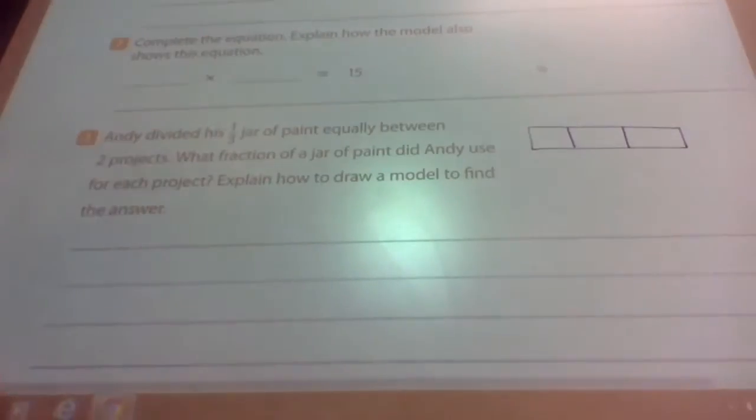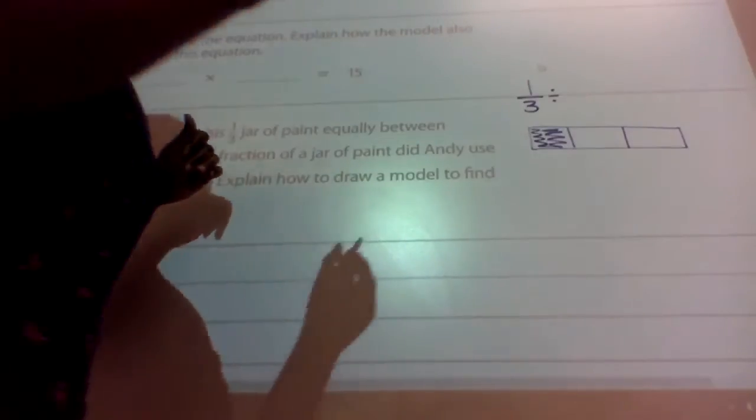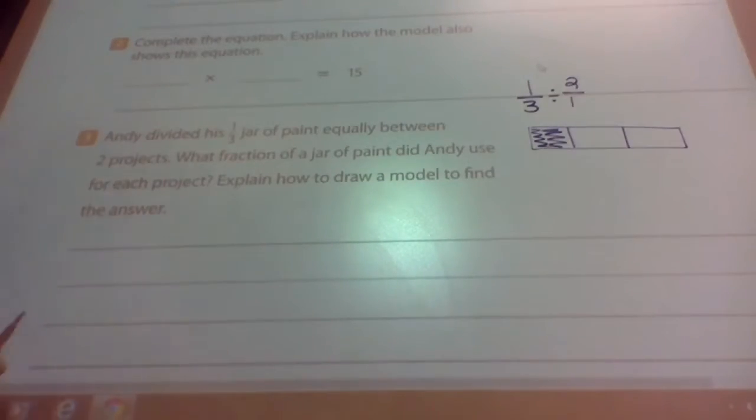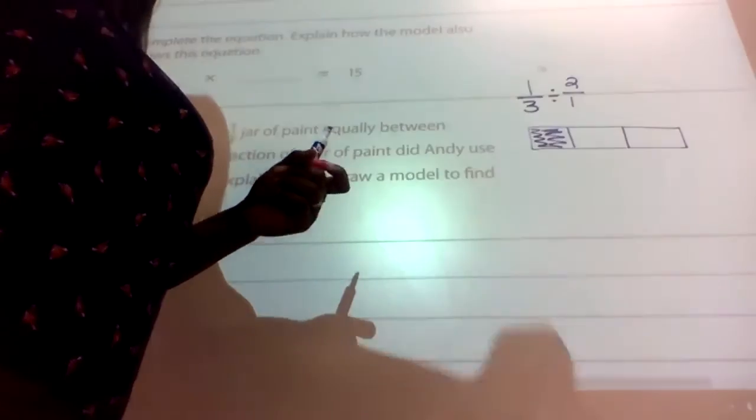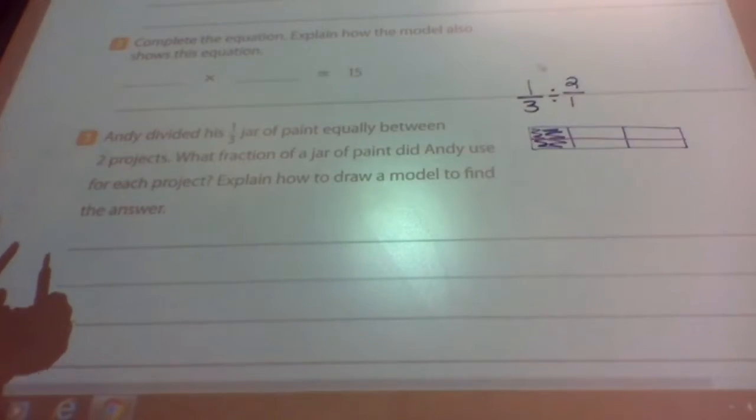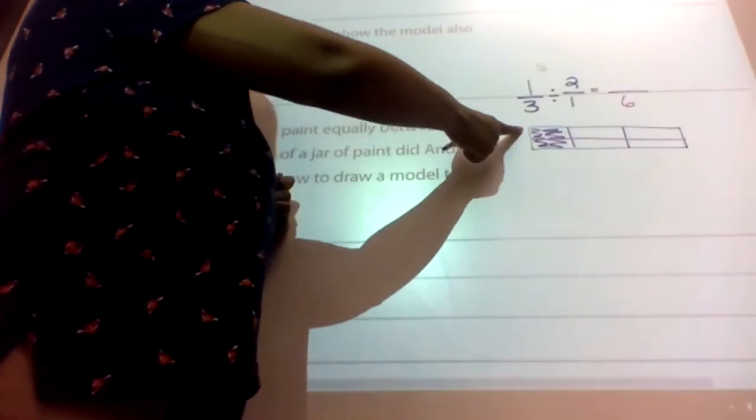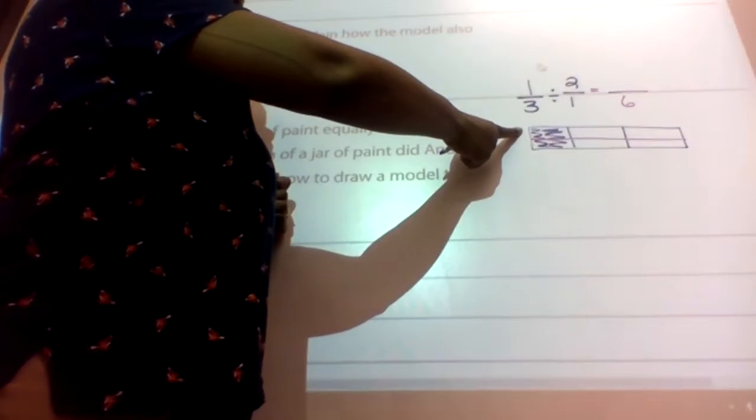Okay. Now, this is 1/3, right? And we're gonna divide that into 2 equal parts, right? So I'm gonna take it and just cut it in half. Now I have how many? 6. 6 at the bottom, right? And each part is how many out of the 6? 1.